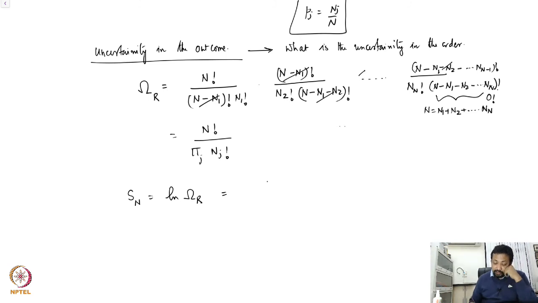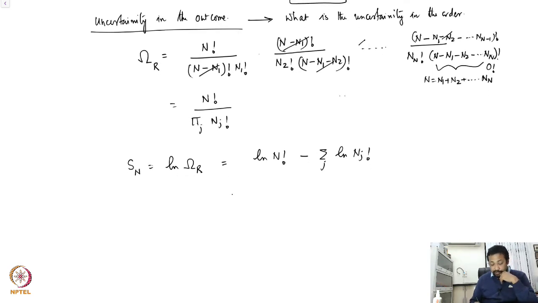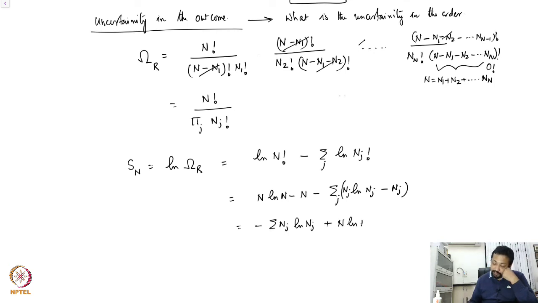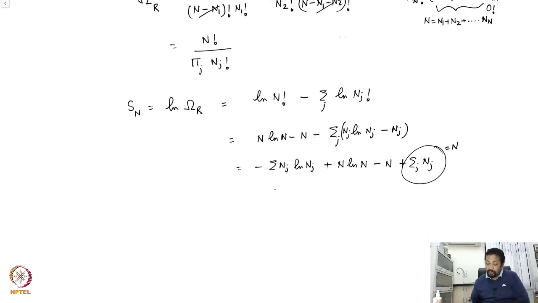Correct? So therefore, this becomes ln n factorial minus sum over j ln nj factorial, right? And if I use Stirling's approximation, then this is n ln n minus n minus sum over j nj ln nj minus nj, right? So I'm going to have minus nj ln nj, plus n ln n minus n minus sum over j nj, and this is going to be n, so that you are going to be left with minus sum over nj ln nj plus n ln n, right?